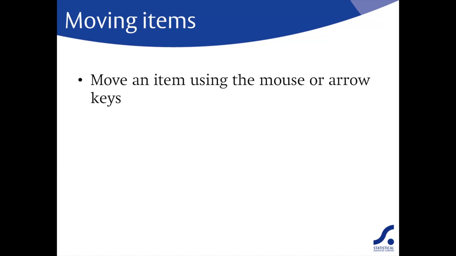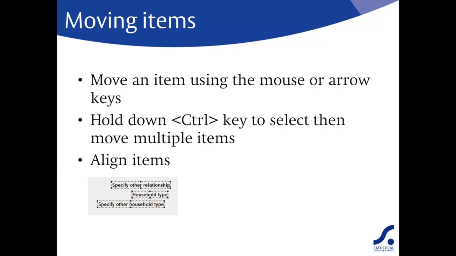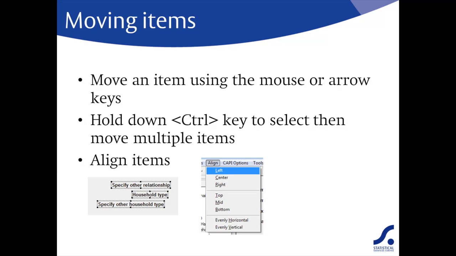Therefore, you'll need to learn how to move items around the screen. Items can easily be moved around using either the mouse or the arrow keys. If you hold down the Control key, you can select and move multiple items at the same time. When you have several items selected, options on the Align menu enable you to easily line up the items, either to the left, the right, the top or the bottom. So in this example here, we can align these 3 items to the left, choosing the appropriate options from the menus, i.e. their left-hand edges will be lined up.